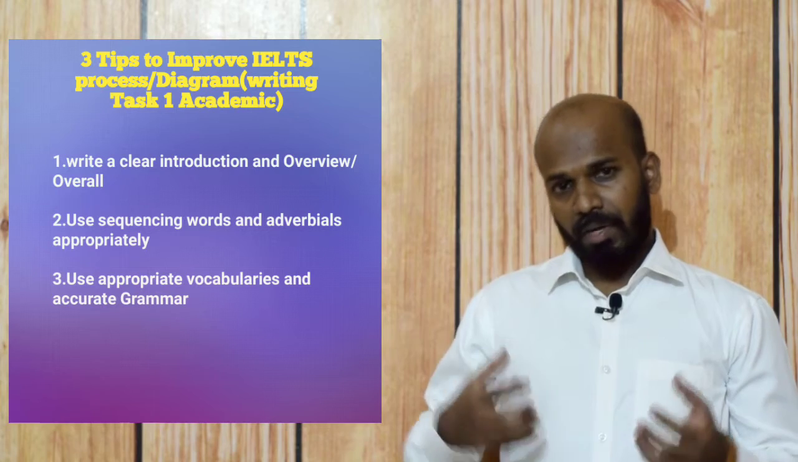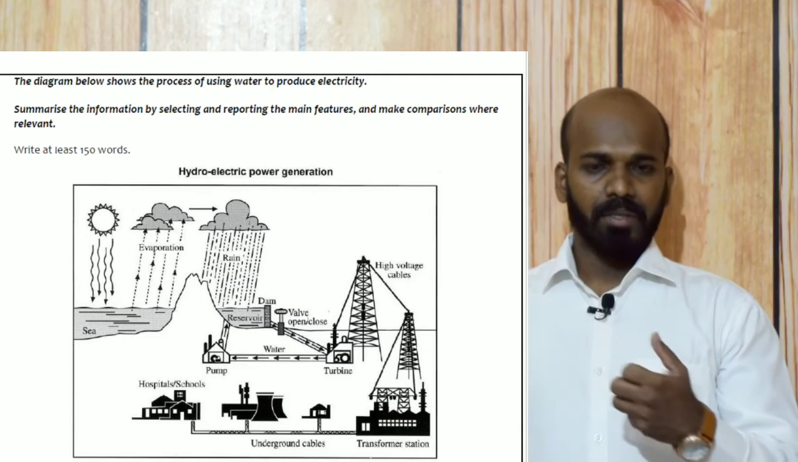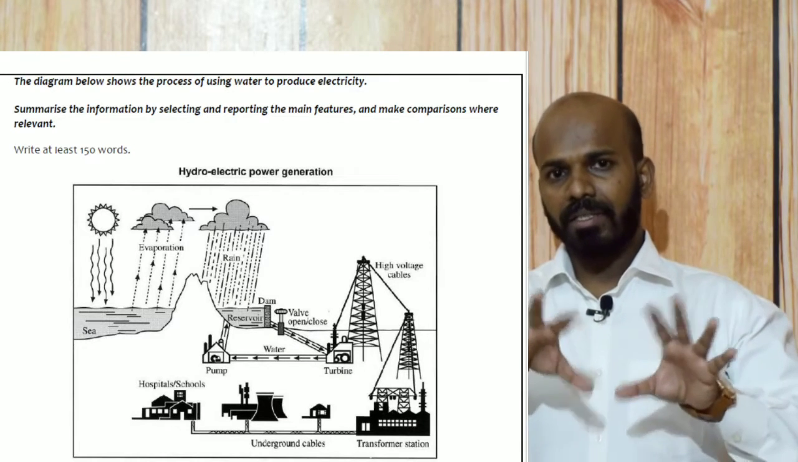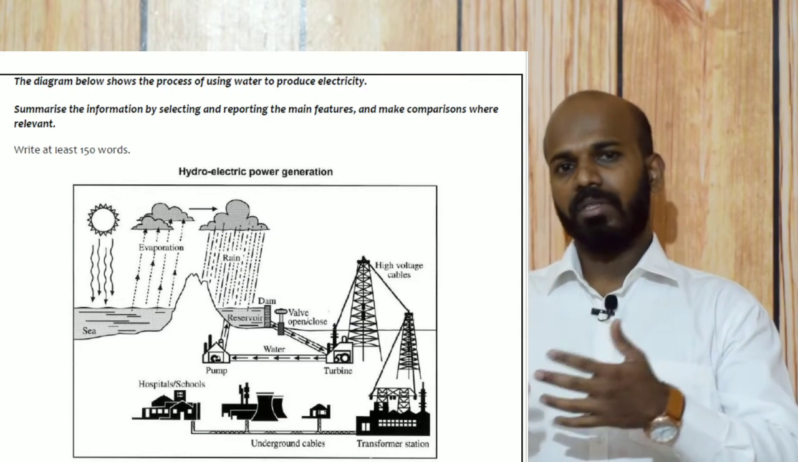Well, the third tip for writing Task 1 academic process or diagram is to use appropriate vocabulary and grammar, or rather accurate grammar and appropriate vocabulary. Let me tell you what I mean by accurate grammar. The grammar rules in the case of a process or diagram change. For example, you find a process that shows electricity being produced using a hydroelectric dam. Here there are a number of components, such as the turbine, that are used in the process.